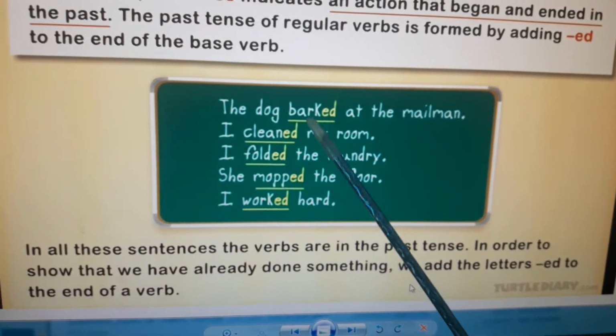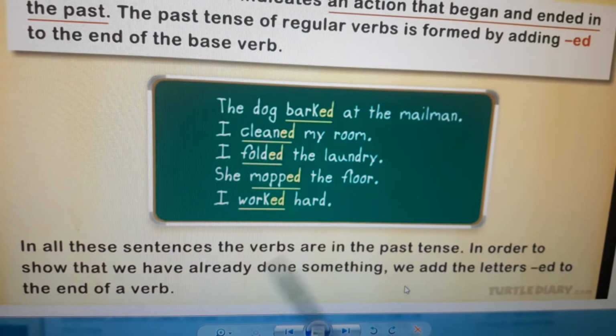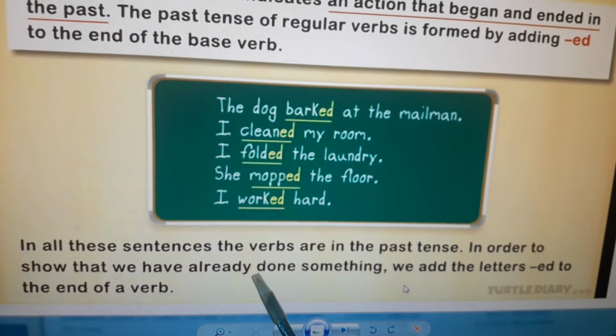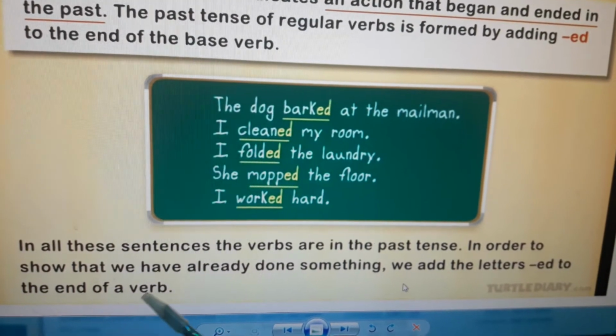These are the examples of simple positive sentences. In all these sentences the verbs are in the past tense. In order to show that we have already done something, we add the letters ed to the end of a verb.